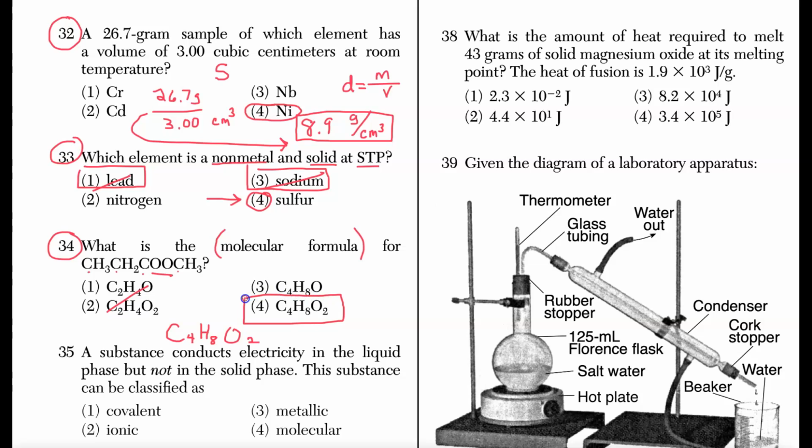That's the exact formula. It tells us exactly how many of each type of atom. It doesn't give us any indication of how they're bonded. It's not a structural formula, and it's not an empirical formula. They could have asked for the empirical, and that'd be the lowest ratio.